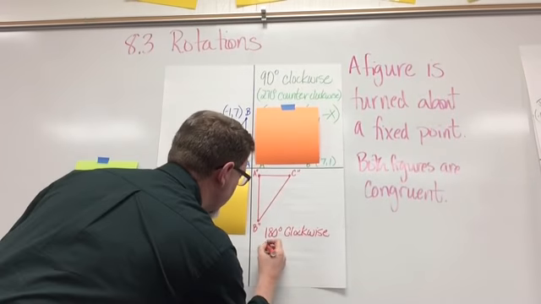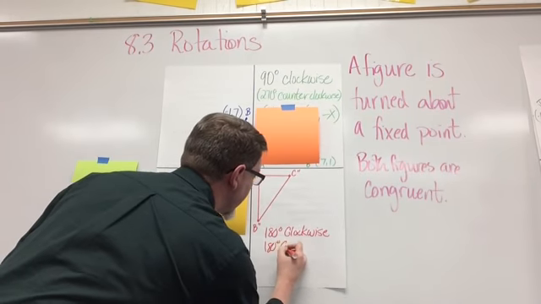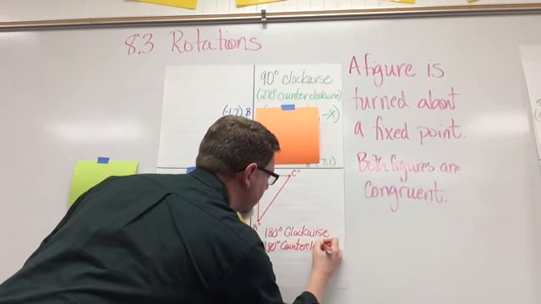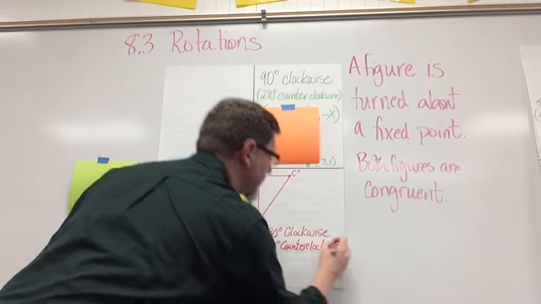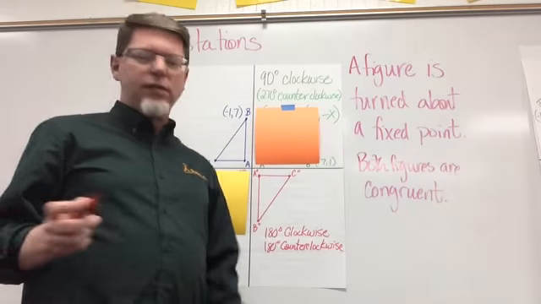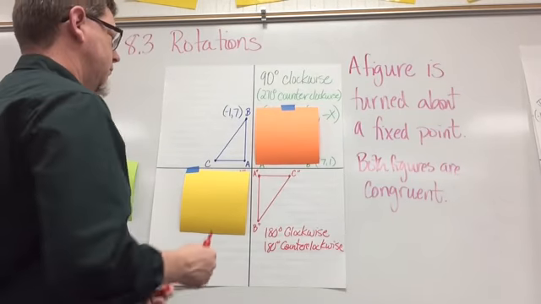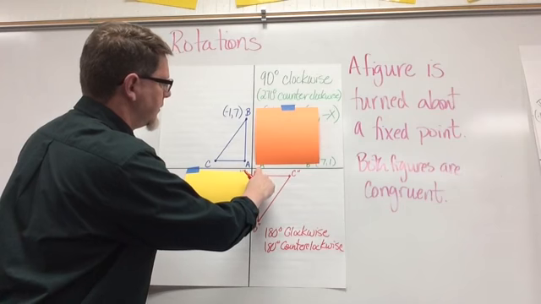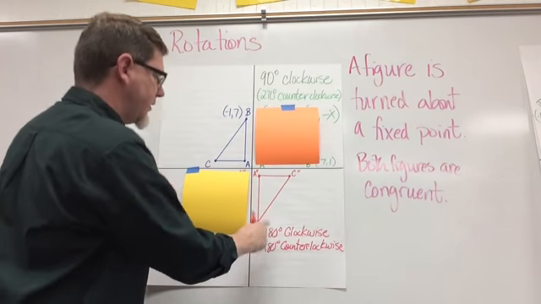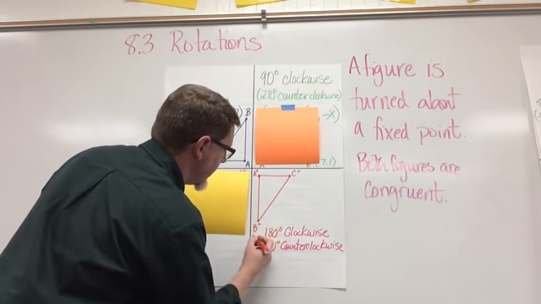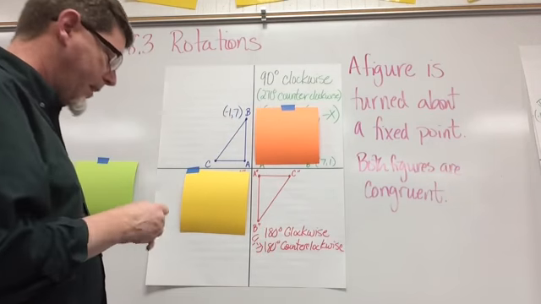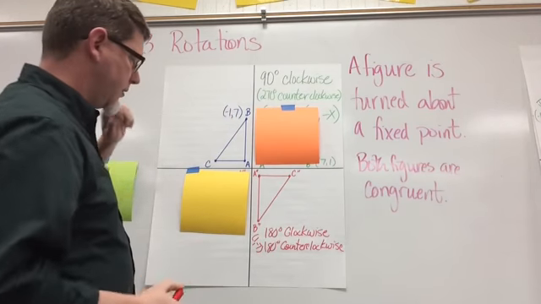So this is the same as 180 degrees counterclockwise. So let's look at B. B is 1, negative 7. B double prime is 1, negative 7. Okay? So let's look at how it changed.